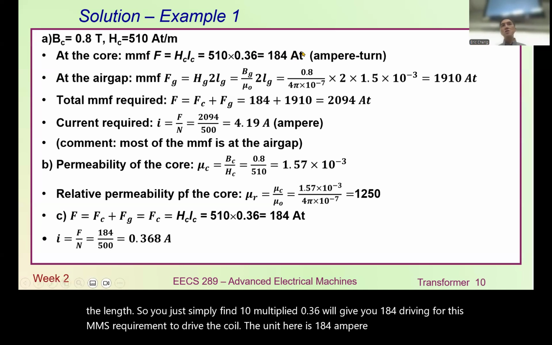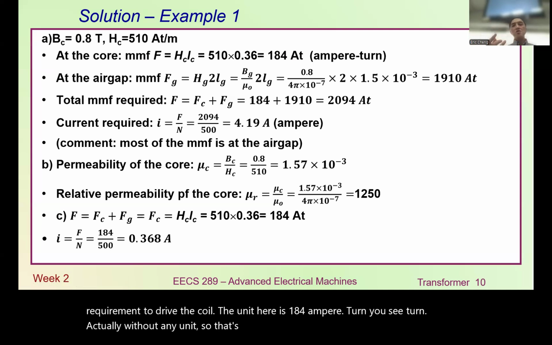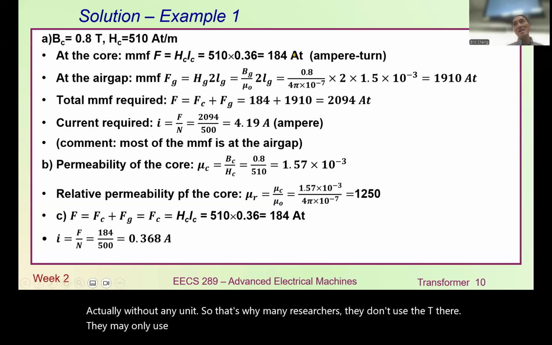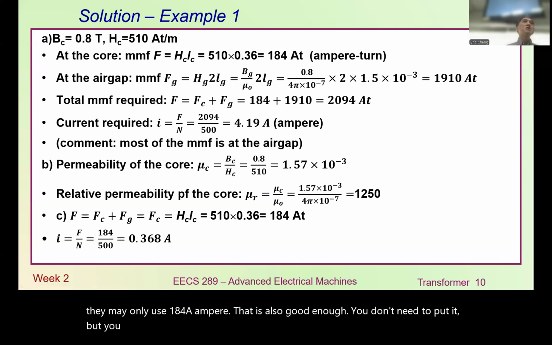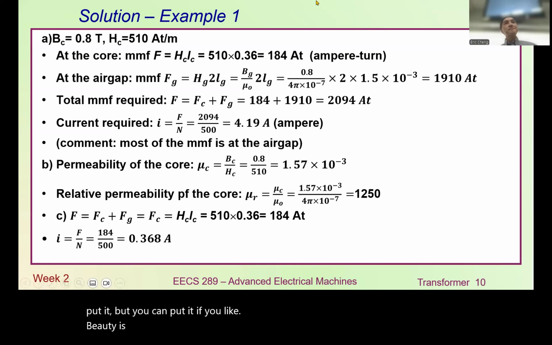You see, turn actually has no unit. So that's why many researchers don't use the T there. They may only use 184 ampere. That is also good enough. You don't need to put T, but you can put T if you like, because T is not a unit anyway.